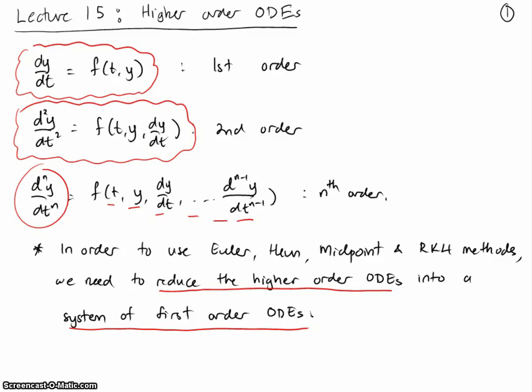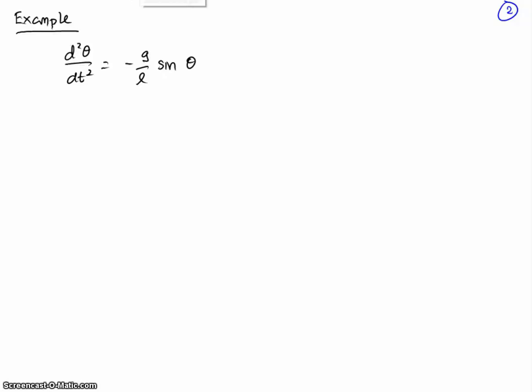If you are going to use the Euler method, the Heun's, the midpoint and even the RK4 methods that we have covered in the previous lectures to solve these higher order ODEs, what you would need to do is reduce these higher order ODEs into a system of first order ODEs. So how do we do that? I'm going to use this simple example.